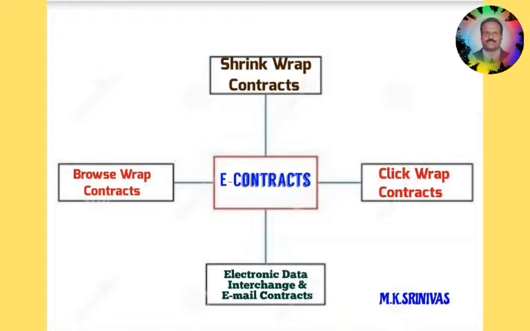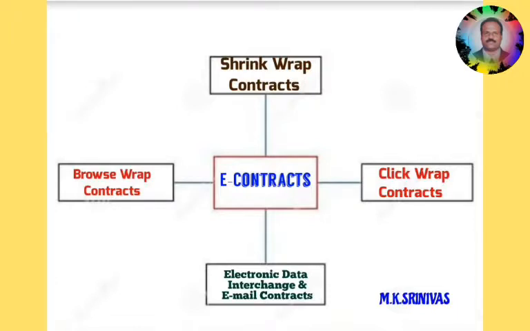Now I have come up with a small slide that you can easily remember to write in the examinations, that is, a schematic diagram. E-contracts are divided into shrink wrap contracts, click wrap contracts, browse wrap contracts, and the 2 other types of contracts I have put in one box, that is, electronic data interchange and email contracts.